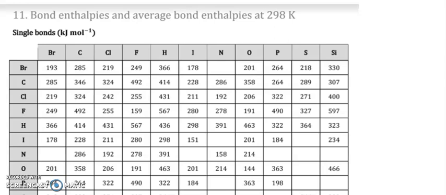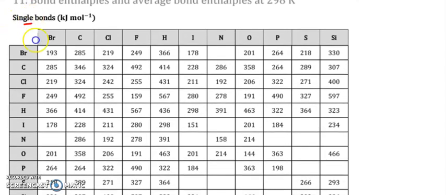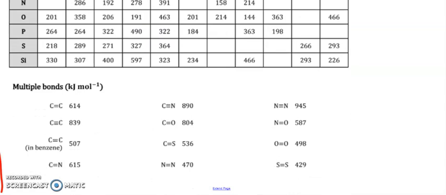This is what's in the data booklet. This is table 11. And you can see the chart shows what the bond energy would be. This is single bonds. You've got our unit kilojoules per mole. And you just pick the element and you find whatever it's bonding with. So for example, if it was a carbon-chlorine bond, I'd look at carbon, I'd look at chlorine, and this would be the amount of energy it would take. To break it would be positive, to make it would be the same amount but negative.